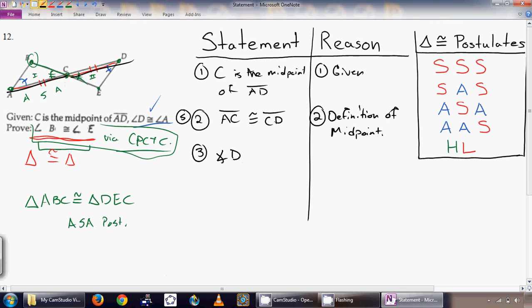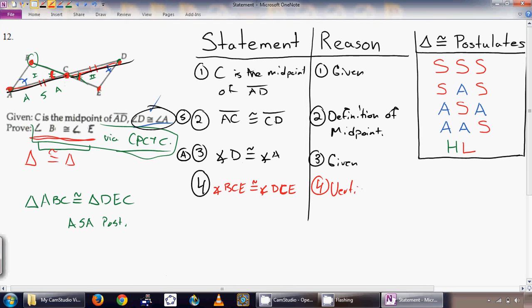3, angle D is congruent to angle A. How did I know that? Well, that was given. And that's our second fact, which is an angle. 4 is that these angles here are congruent. That's angle BCA and DCE. So angle BCA is congruent to angle DCE. Well, how did I know that? They're vertical angles, and vertical angles are congruent.